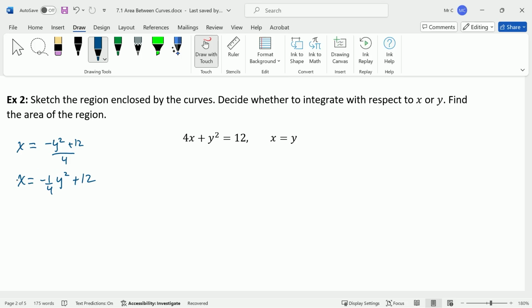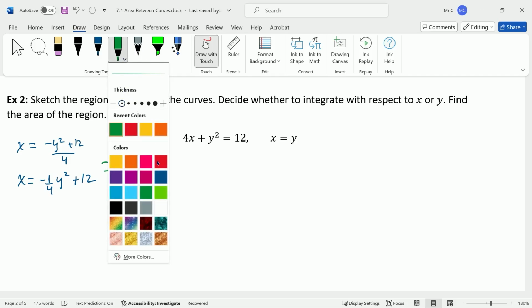So I want to find the vertex of this parabola. And what I know is that since this is x equals a function of y, this is going to be a sideways facing parabola. And since the term is negative in front of the y squared, I know it's actually going to look like this.